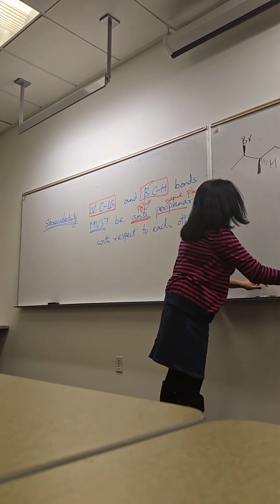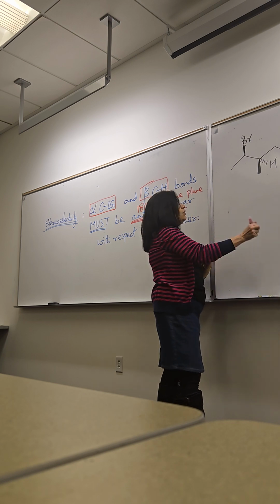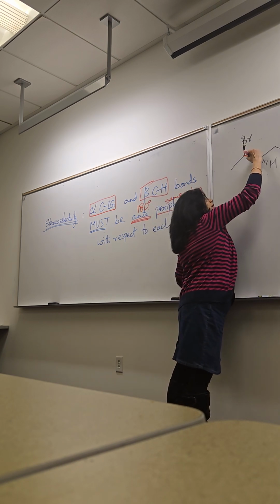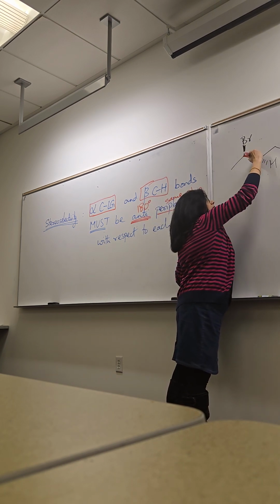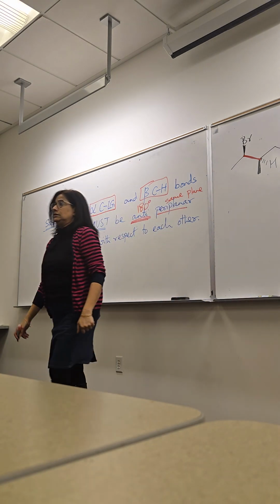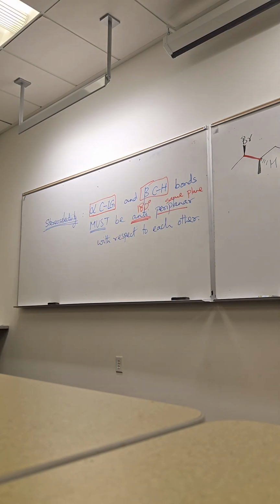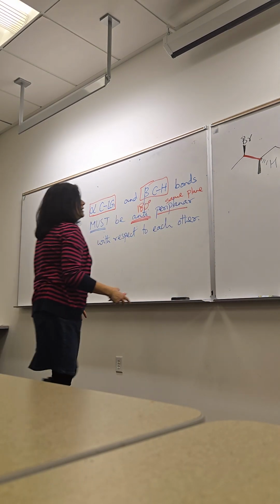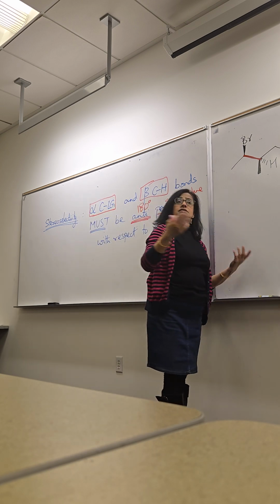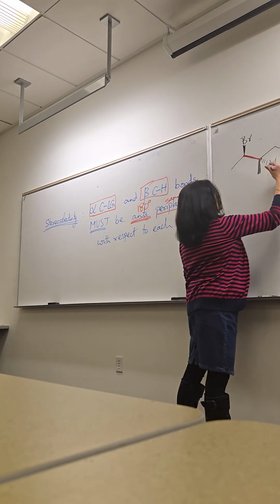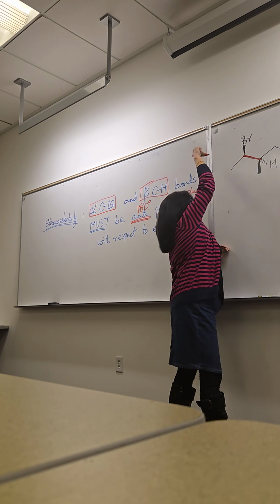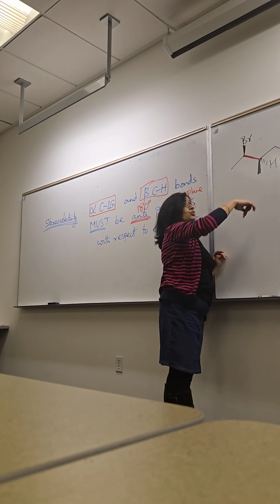I want you to look at your model and look at this bond and draw for me the Newman projection. You guys remember Newman projections? Which way do you want to look at it from? That's a great question. Which way should I? Doesn't matter, right? You can either put your eye right there and look, or you can put your eye right there and look. Which one do you prefer?